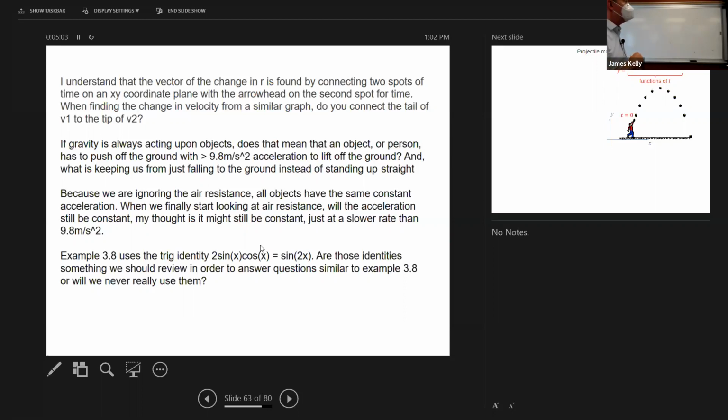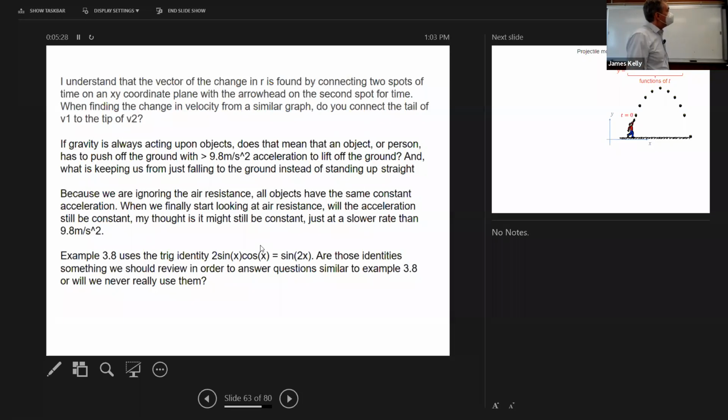So there are many forces that act on me, and again, we'll talk about this more in chapter 4, but only one acceleration for any given body, at least if it's a rigid body. Third question: because we're ignoring air resistance, all objects have the same constant acceleration when they're in free fall or in ballistic motion, going on an arc through space.